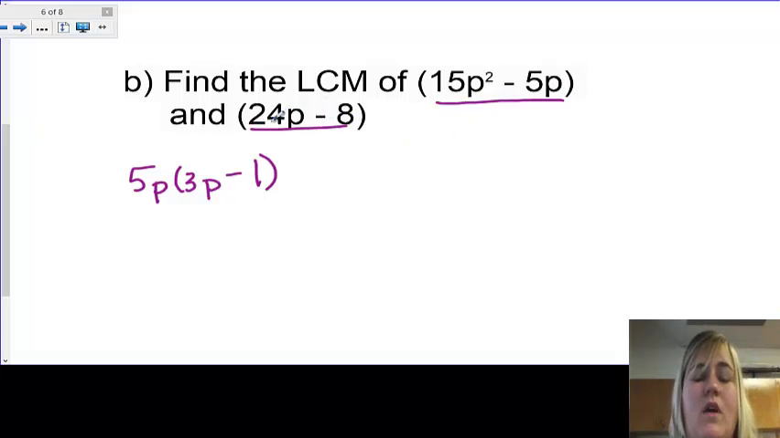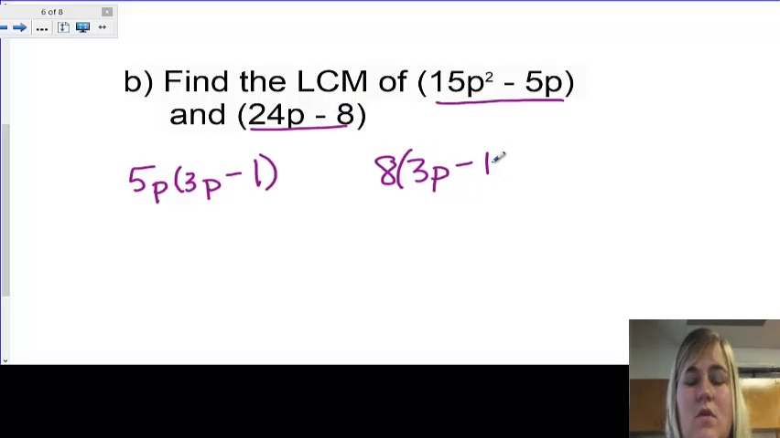Same thing here. What can I divide out of both? Well, I hope you can see very quickly I can take a 2, but I'm going to take out the greatest factor that I can, which is going to be 8. So I'm going to take out 8. I don't have a p in both, so I can't take p. 24 divided by 8 is 3. P stays. Minus 8 divided by 8 is 1.